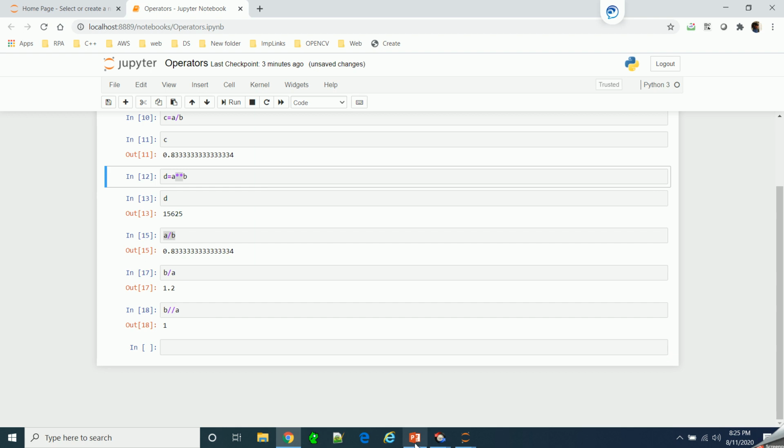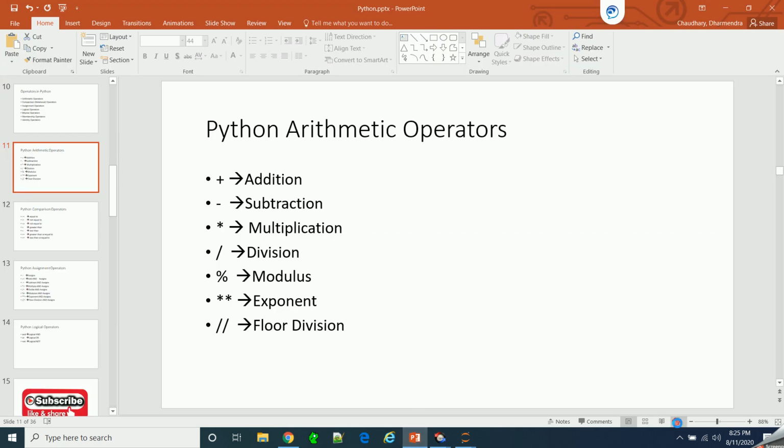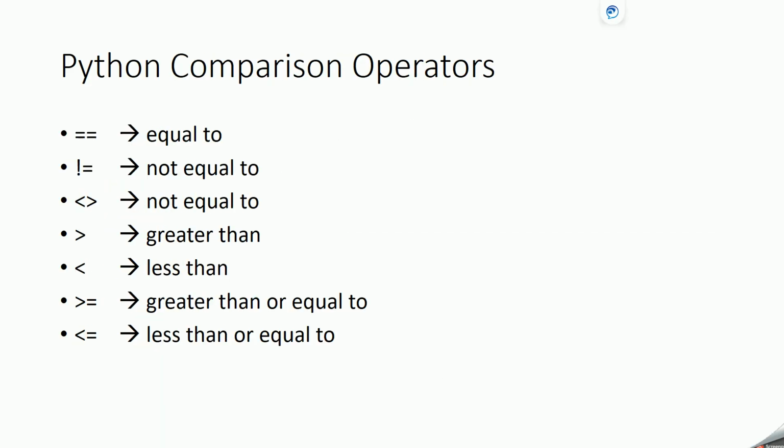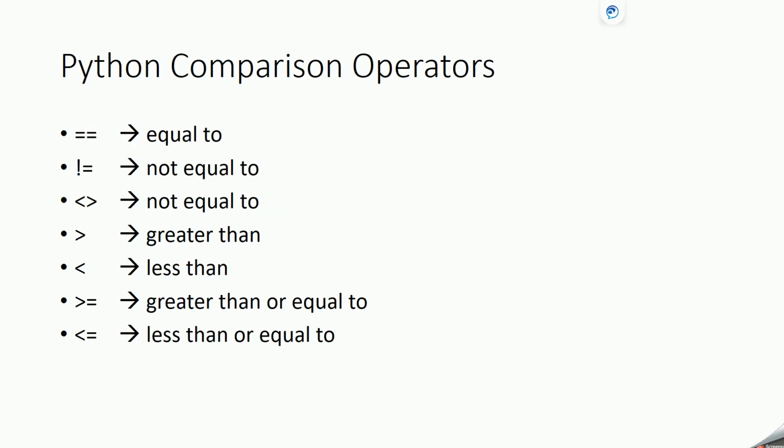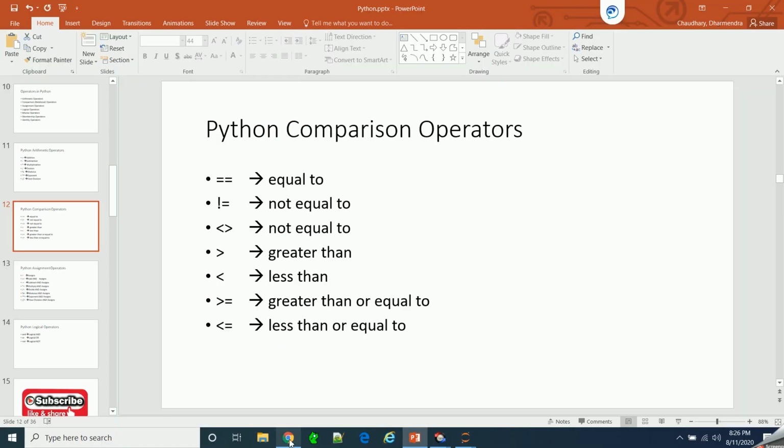Now let's see another operator. The next one that we have is the comparison operator. This is also called the relational operator. It is used to check the relation between two variables. So now let's see it with an example.